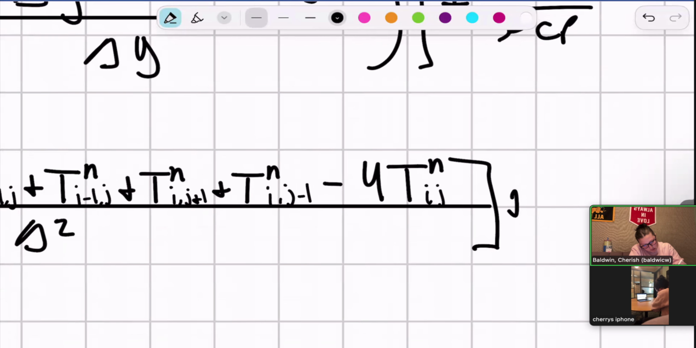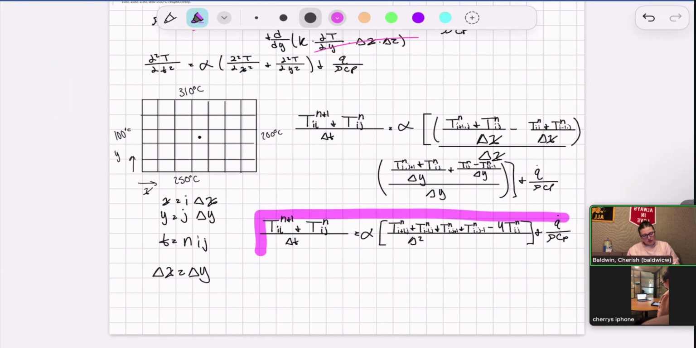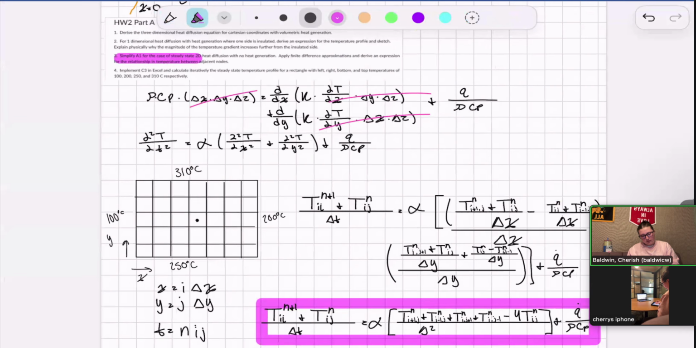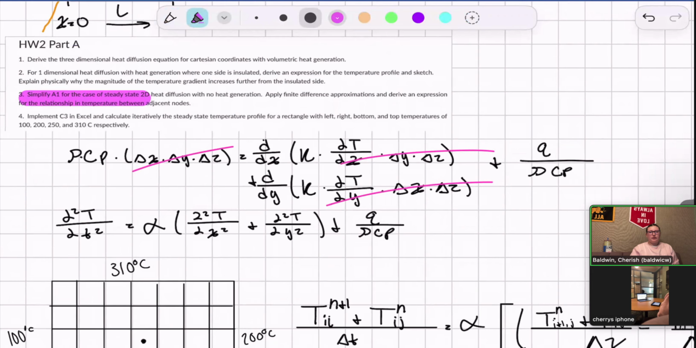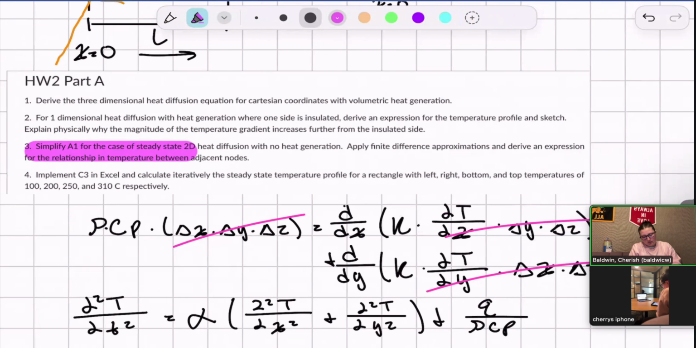All right. Plus Q dot over rho Cp. So that is the second 2D heat diffusion equation. And in the next part, I am going to implement this in Excel.